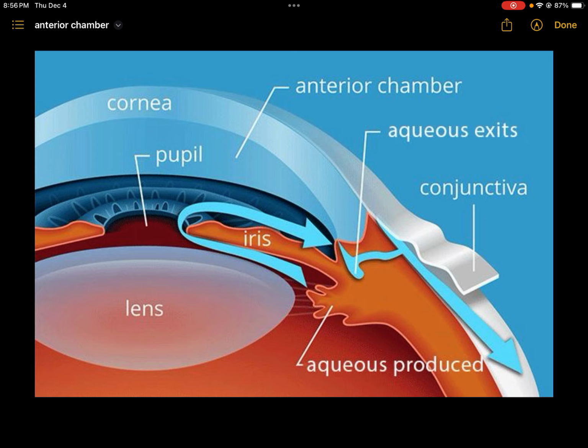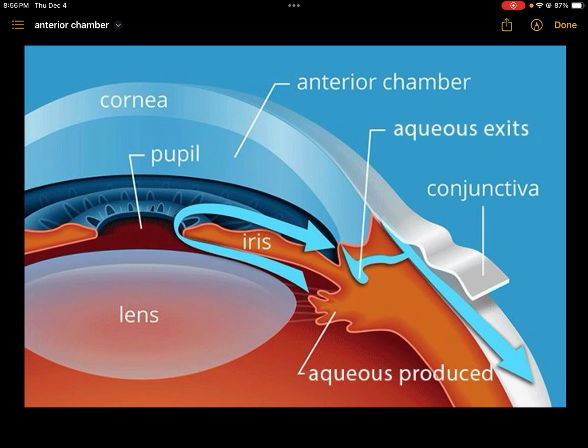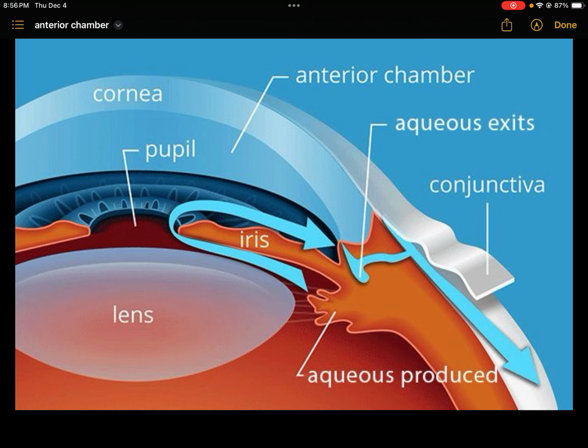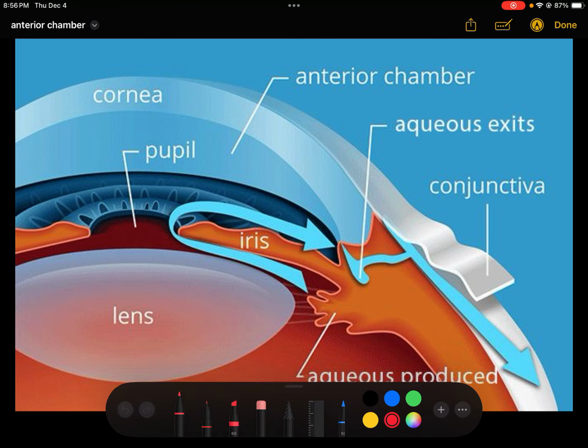Anti-glaucoma drugs. Types of anti-glaucoma drugs according to action. First of all, drugs that reduce aqueous humor production. Aqueous humor is produced from the ciliary body, then goes to the posterior chamber, through the pupil to the anterior chamber, then the trabecular meshwork, and finally goes to the systemic circulation.